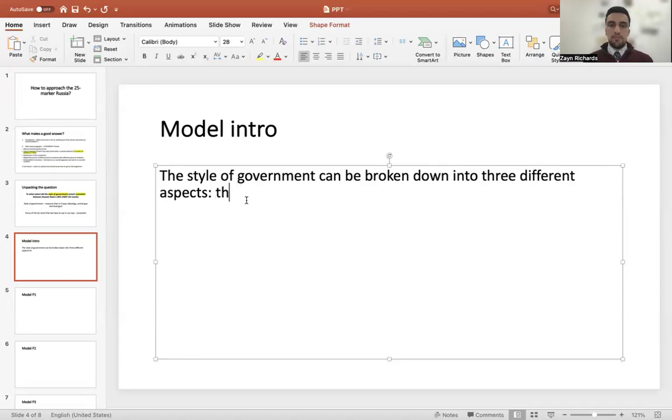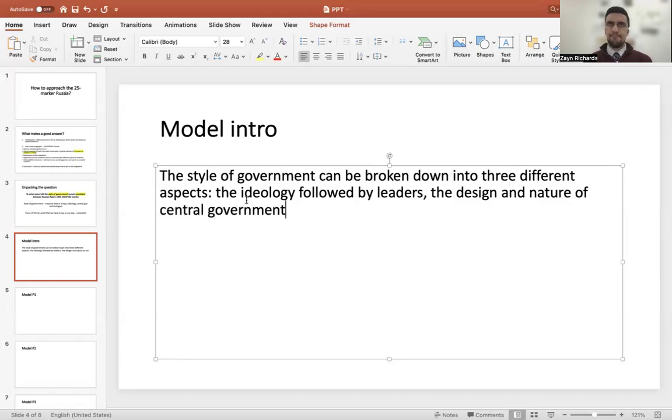The ideology, followed by leaders, the design and nature of central government, and lastly, the structure of local government, something like that. Okay, so I'm introducing my three key themes, which are the constituent parts of style of government. I then need to say what my argument's going to be.